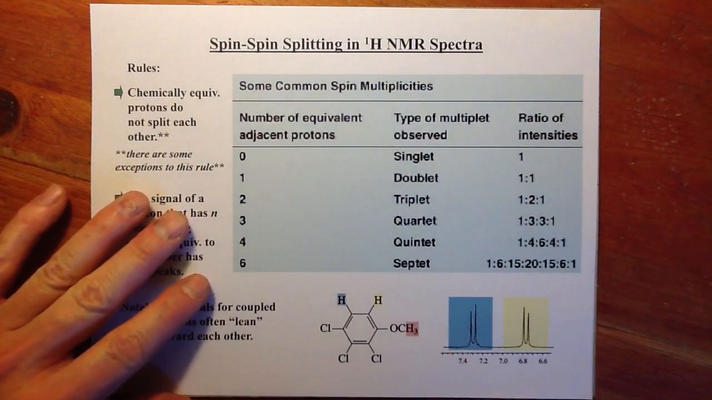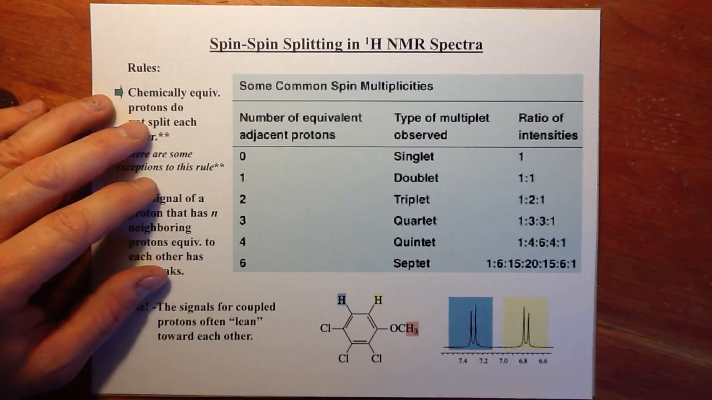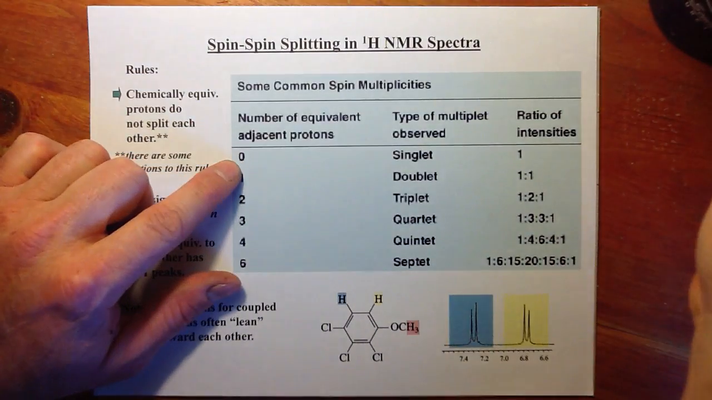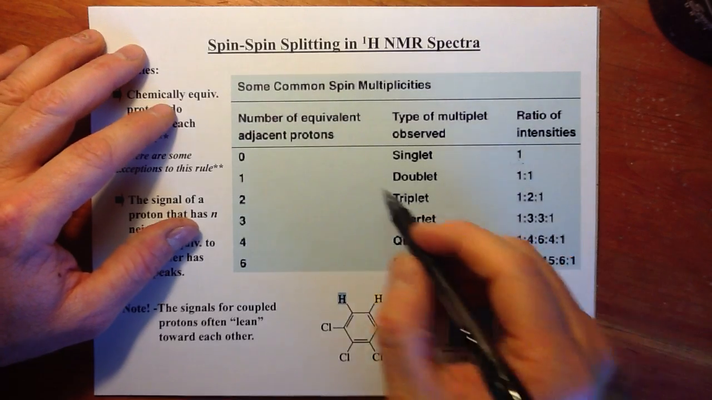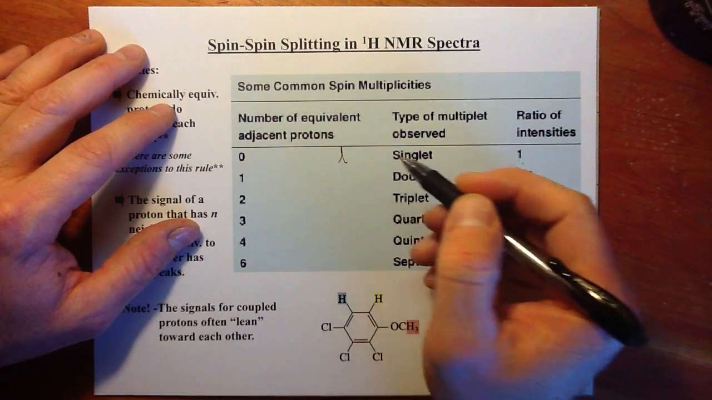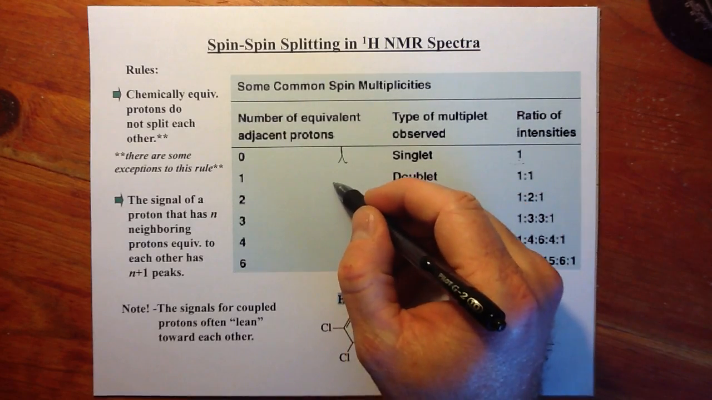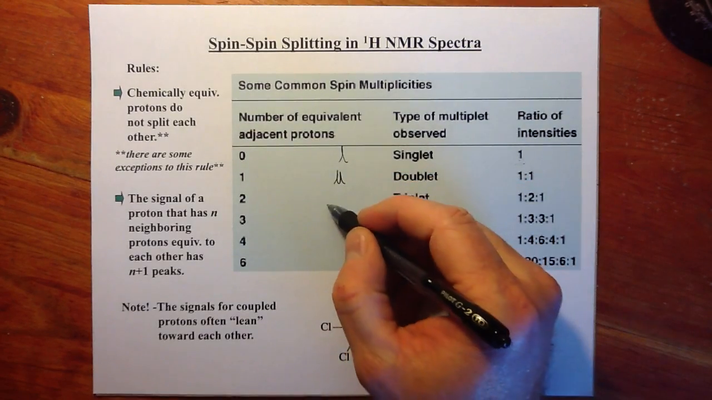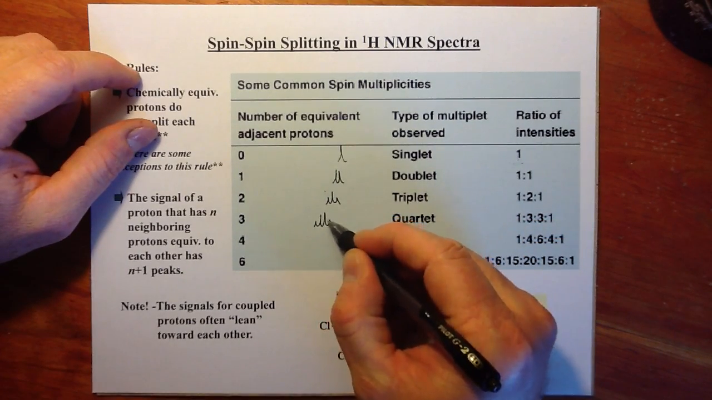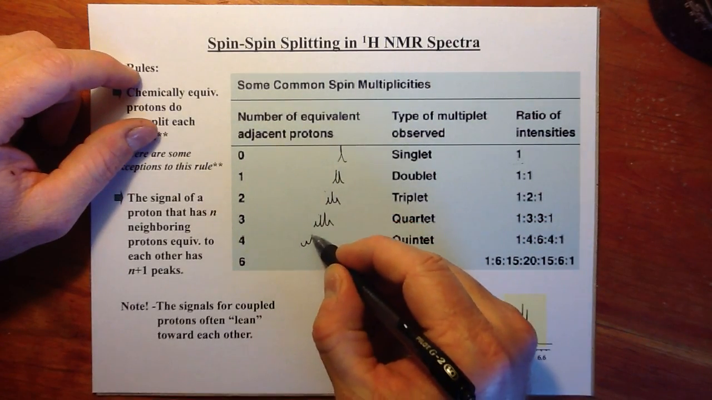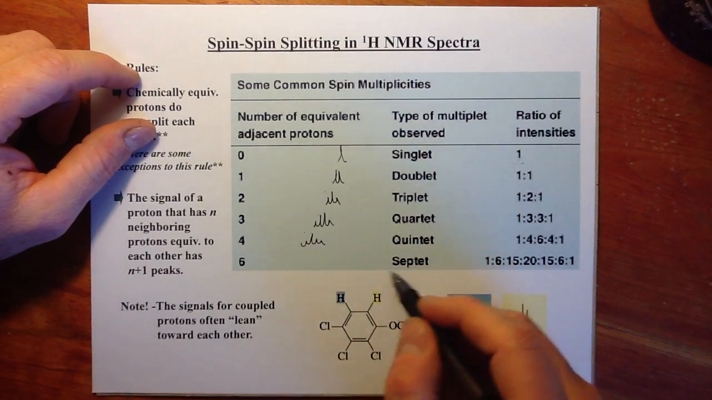Let's go to a table that sort of summarizes the different types of numbers of neighbors. If we have no neighbors, then we of course have no splitting. We'd see just a singlet, a nice sharp signal. If we have one neighbor, then we of course have a doublet. We just talked about the triplet. We can have a quartet, and on down the line we can have a quintet and a septet.